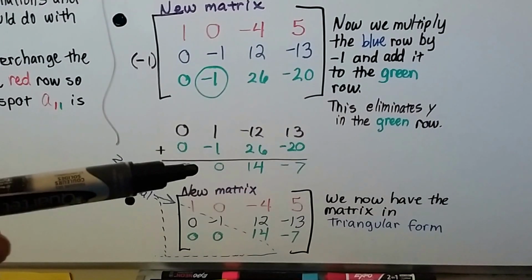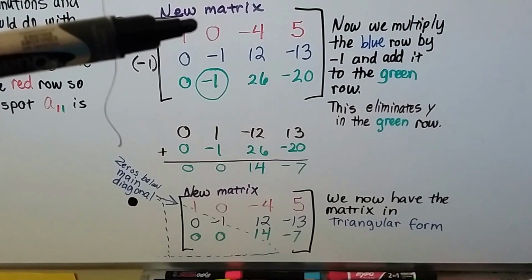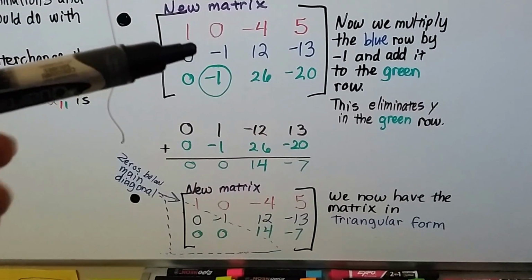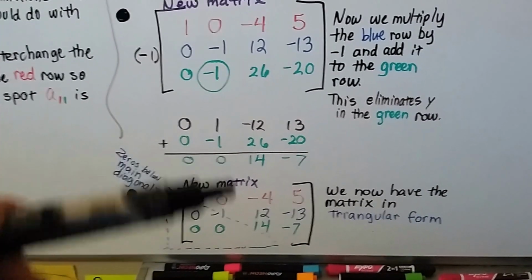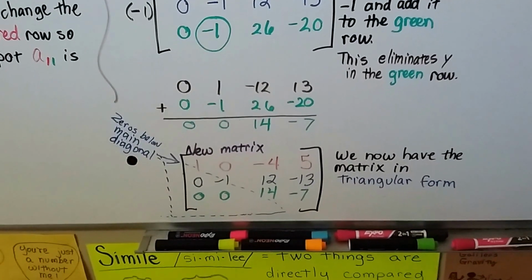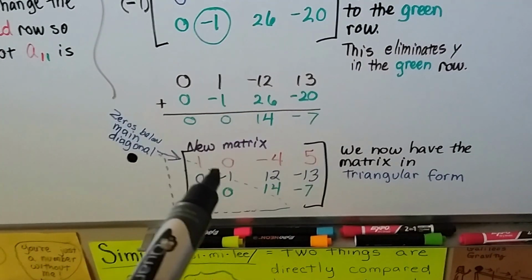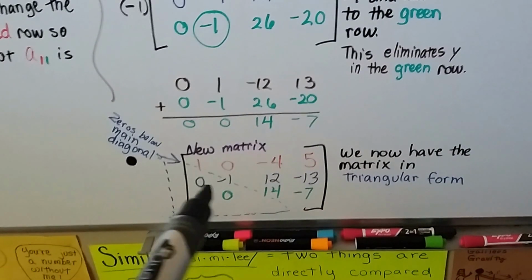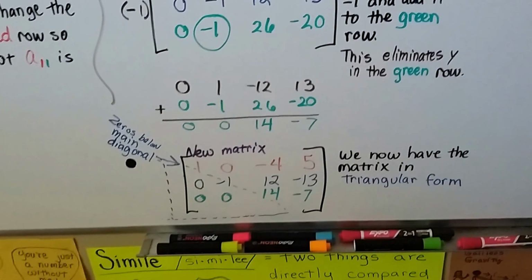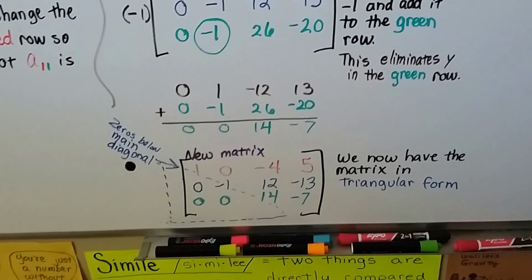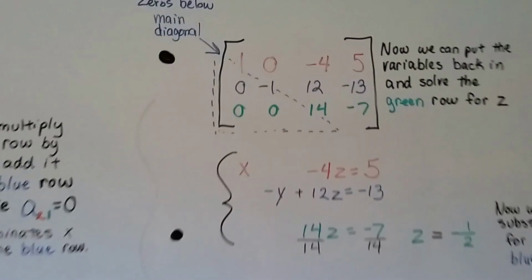So now we've got a new green row. We take our red one, our new blue one that we created, and now our new green one, and we now have a triangular form. And if you look right here, this is our main diagonal, and we've got zeros below it, just like we want for it to be in triangular form. All right? So now this is where we're at.